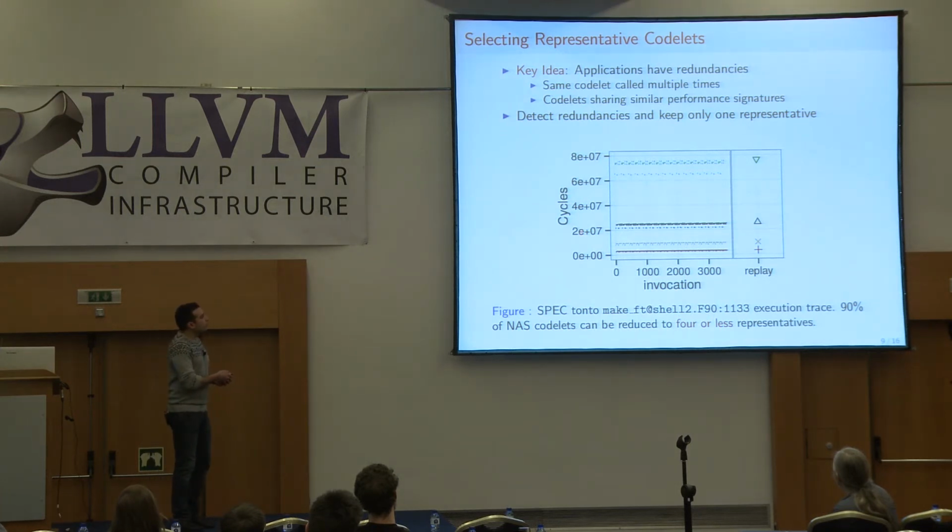So here in this plot, we see that a loop from the SPEC Tonto is called more than 3,000 times. So we are not going to capture 3,000 different data sets and replay all of them. It will be really, really slow. So we trace the full invocation of the loop. For each invocation, we have the performance in cycles. We clusterize by the performance, and we see that we have 4 classes of performance. So it's just necessary to select one representative per class, and by replaying these 4 representatives, we can predict the performance of the full loop.